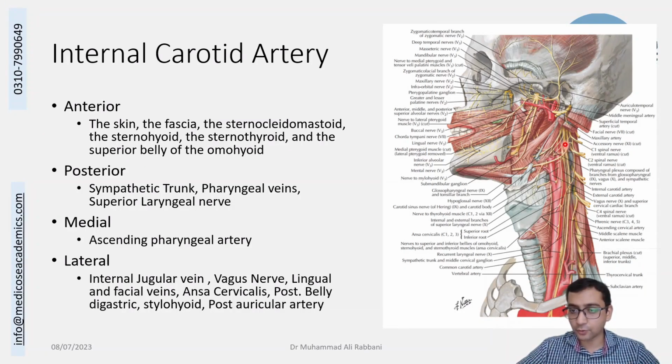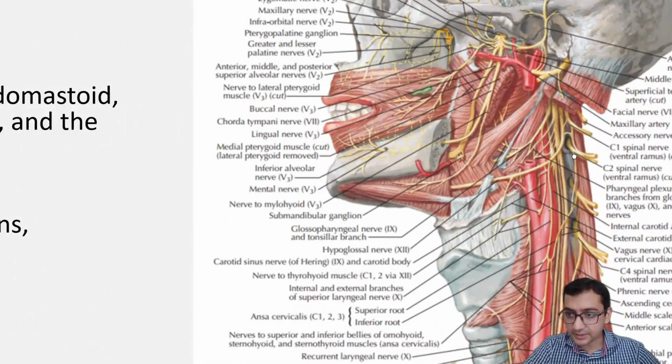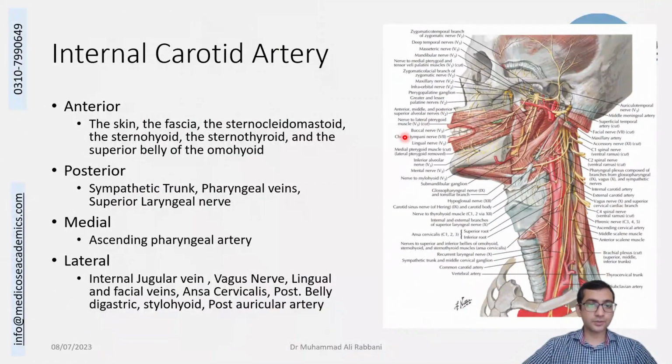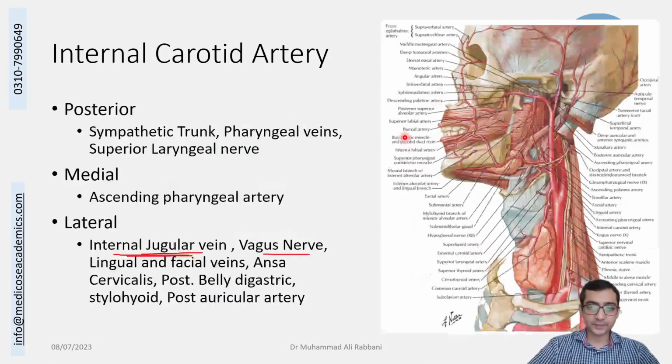ansa cervicalis, and of course there are a lot of pharyngeal and laryngeal branches. Actually, that is not the branches of the cervical plexus, basically pharyngeal plexus. Here you can see the pharyngeal plexus. So they are moving across the lateral aspect. So there are a lot of structures going on the lateral aspect.